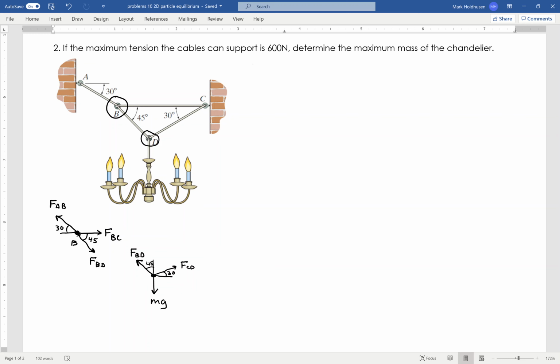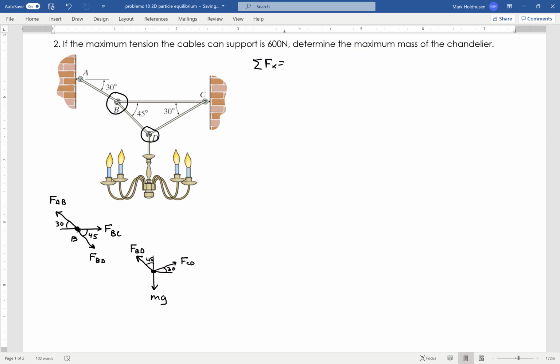Okay, and I think that'll be the best way to start this. So I'm going to go ahead and sum the forces in the x direction. Okay, and I'm going to have FCD cosine 30 and then negative FBD sine 30, not 30, sine 45, excuse me. Okay, and that's it horizontally. mg is all vertical, so I just set that equal to 0.